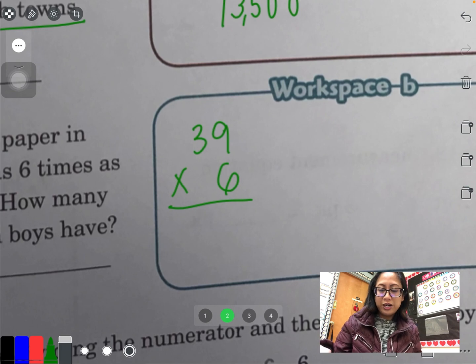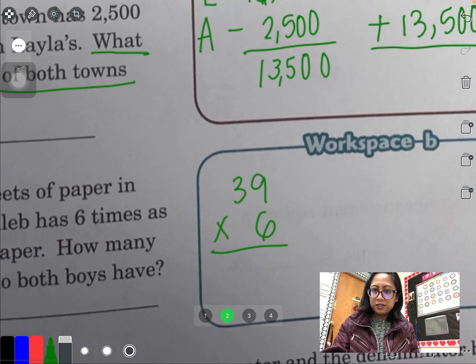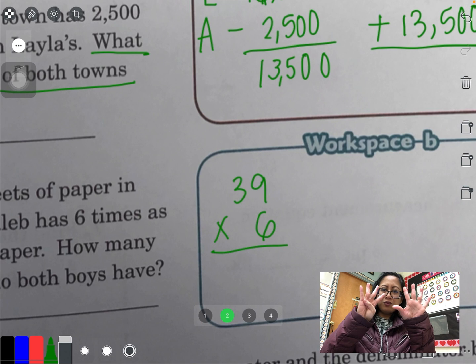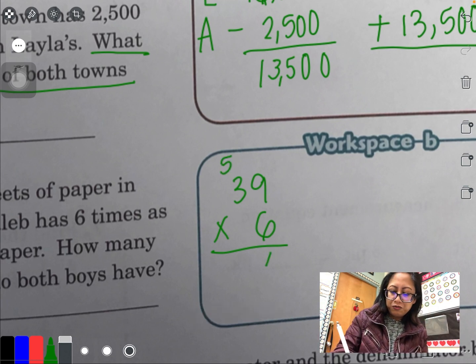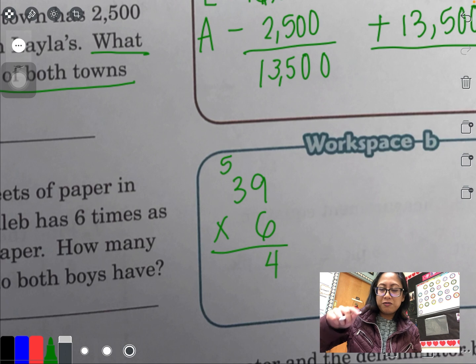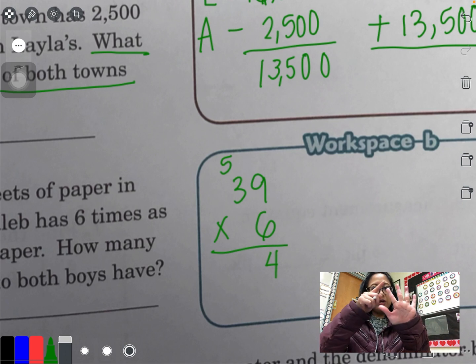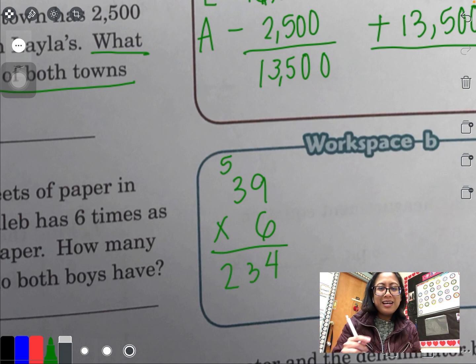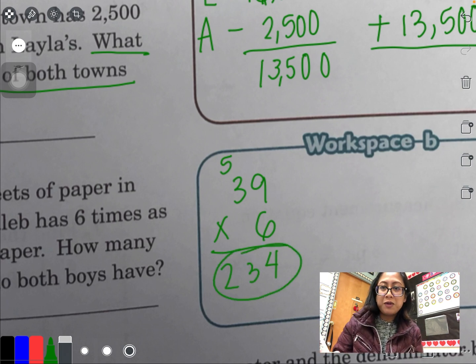So you can try this. 9 times 6, or 6 times 9. So 6 times 9 is 6, 12, 18, 24, 30, 36, 42, 48, 54. So that's 54. 3 times 6 is 18. 3 is 6, 9, 12, 15, 18. Plus the extra 5, 18, 19, 20, 21, 22, 23. 23. So Caleb, he has 234 sheets of paper in his notebook.